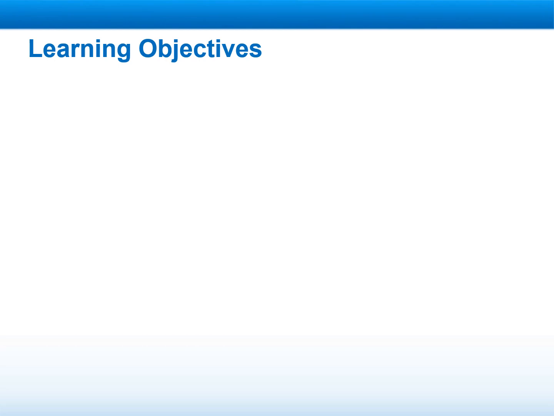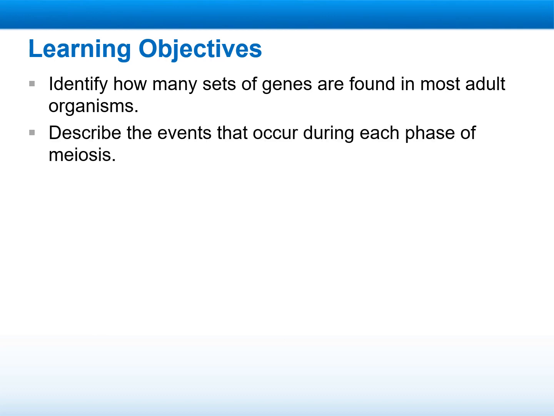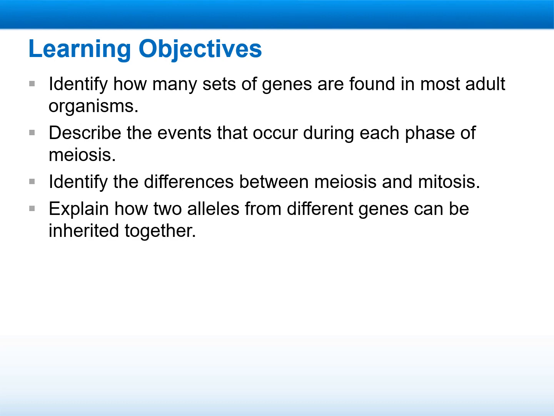By the end of this presentation, you will be able to identify how many sets of genes are found in most adult organisms, describe the events that occur during each phase of meiosis, identify the differences between meiosis and mitosis, and explain how two alleles from different genes can be inherited together.